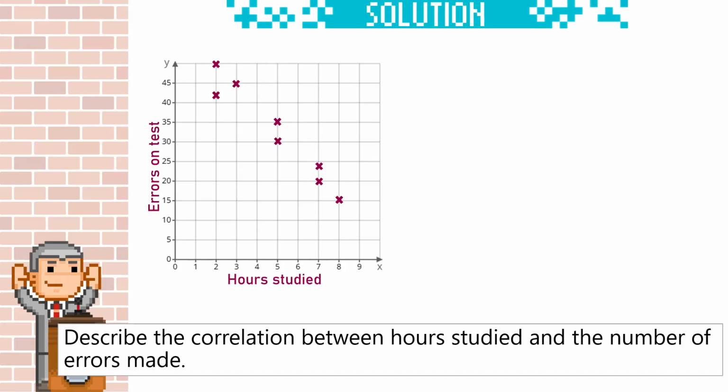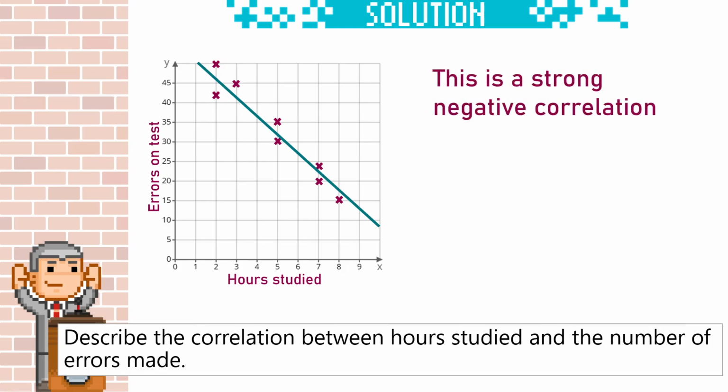In this question we're asked to describe the correlation between the hours studied and the number of errors made. Looking at this, it looks like the data is going downwards, and I can draw a quick line of best fit just to show that, although you don't need to be able to answer this question. And you can see that each of those points is quite close to the line of best fit that I've drawn. So it's going to be a strong negative correlation because it's going downwards, it's definitely negative.